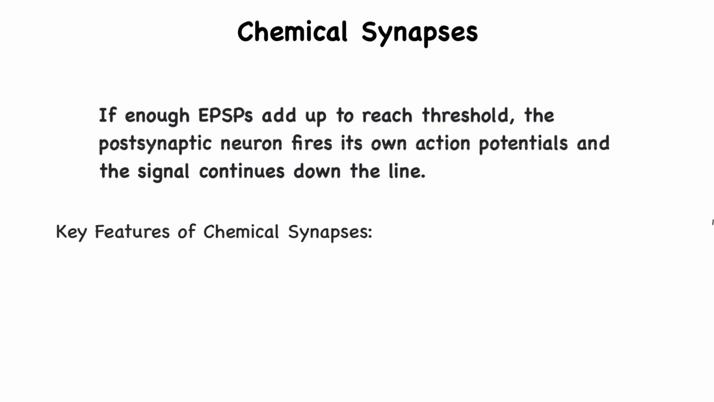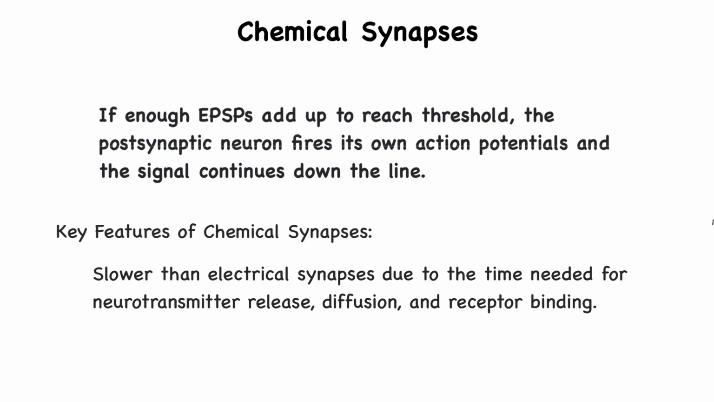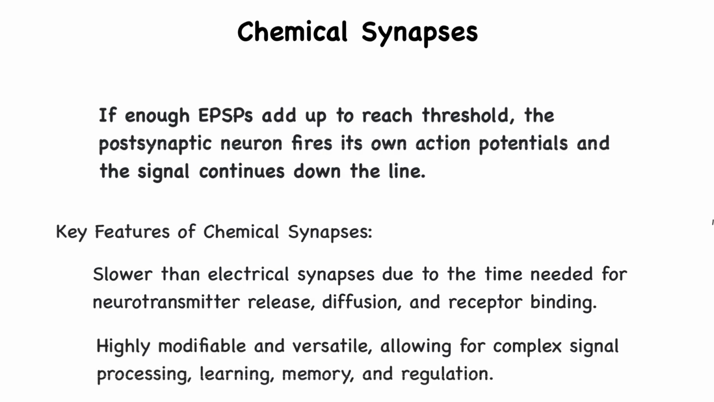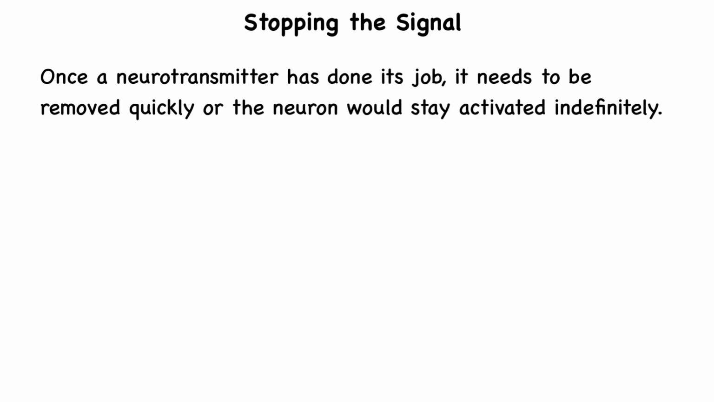The key features of these chemical synapses are that they are slower than electrical synapses due to the time needed for neurotransmitter release, diffusion, and receptor binding, but they are highly modifiable and versatile, allowing for complex signal processing, learning, memory, and regulation. Once a neurotransmitter has done its job, it needs to be removed quickly, otherwise the neuron would stay activated indefinitely. The body has 3 ways to stop the signal.